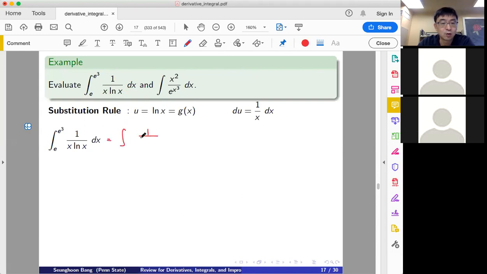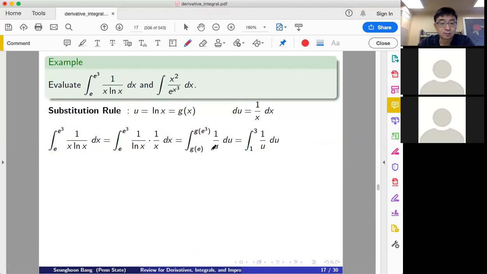Here, 1 over ln of x is 1 over u. What is 1 over x dx? 1 over x dx is just du. We have a simple one. Next, you plug e into here, g of e, and you plug e cubed into here, g of e cubed.